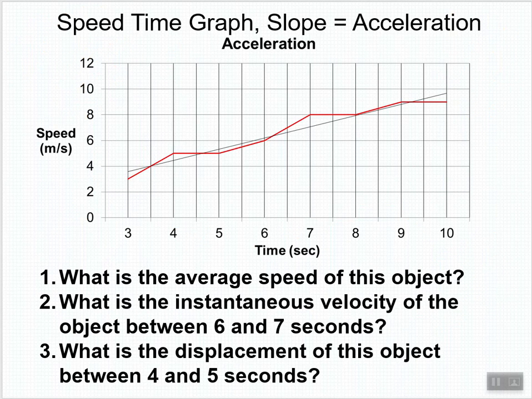Alright, on here. Let's look at this graph. What is the average speed of this object? Well, now we're going to do some work here with graphs. This graph is different than what we had yesterday. We now have a speed and time graph. Yesterday we had a distance and time graph. So the average speed can be found by using the slope. So I've got to find the slope of this graph.